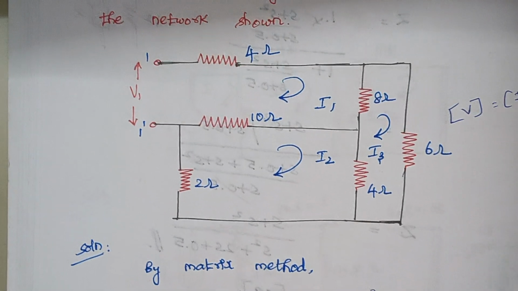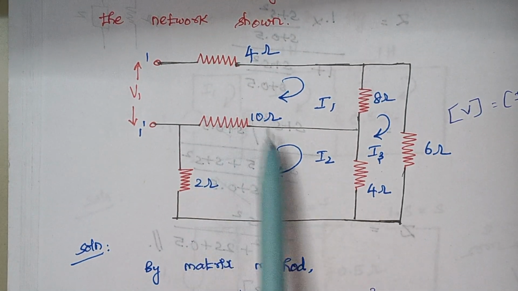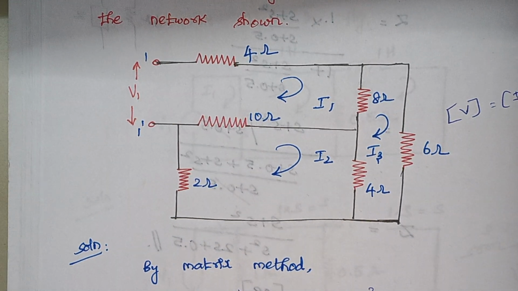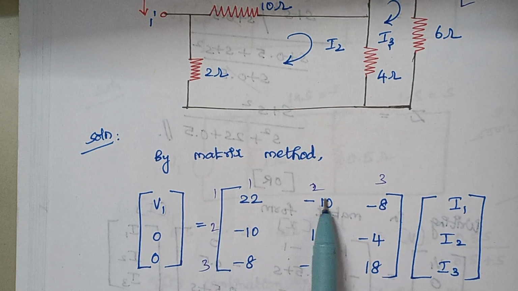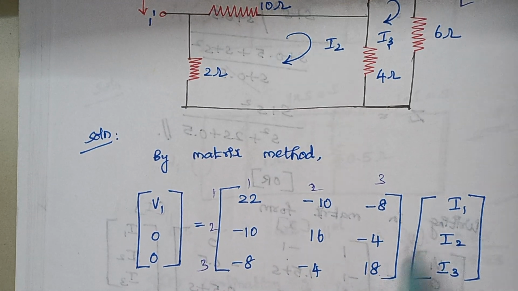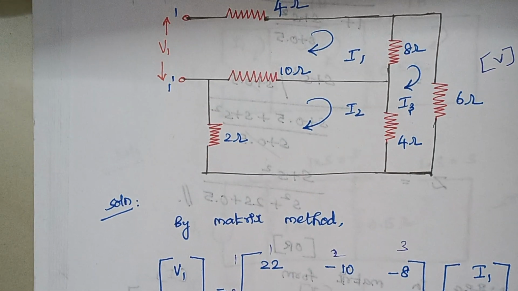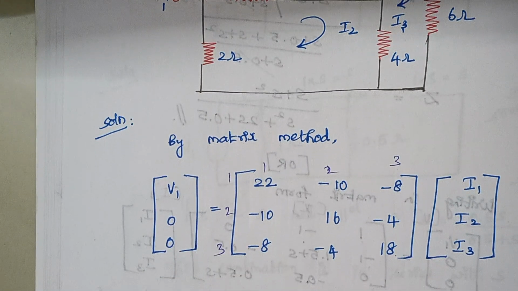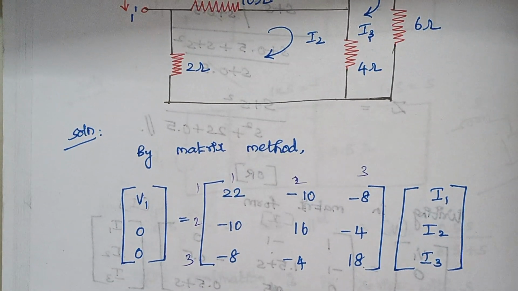Again, when you look at loop 2, you have to add all these 3 values. So 10 plus 2 plus 4 gives 16. So here, at position 2, 2, it is 16. And the next one is 3, 3, which is this place, the sum of resistors in loop 3. So 2 plus 10 plus 4 gives 18. So here I have written the values.